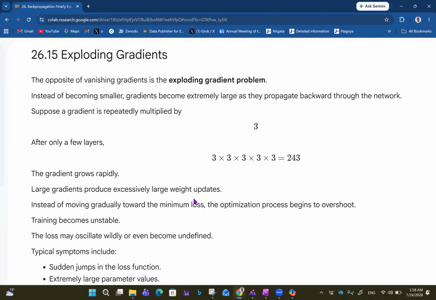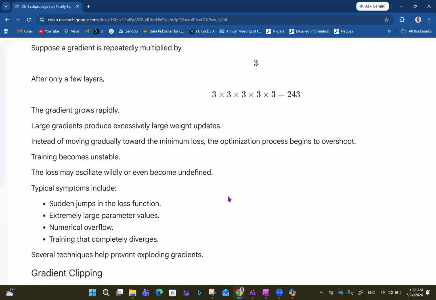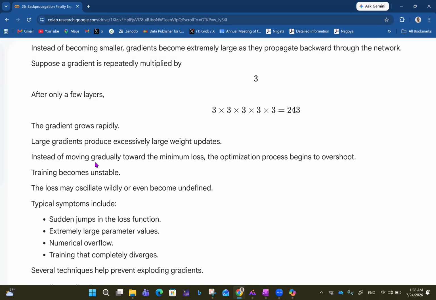Large gradients produce excessively large weight updates. So instead of moving gradually toward the minimum loss, the optimization process begins to overshoot. We saw that in a previous video, where if you choose a large learning rate, you have this oscillation, jumping around. So training becomes unstable. The loss may oscillate widely or even become undefined. Typical symptoms include sudden jumps in the loss function, extremely large parameter values, numerical overflow, and training that completely diverges.